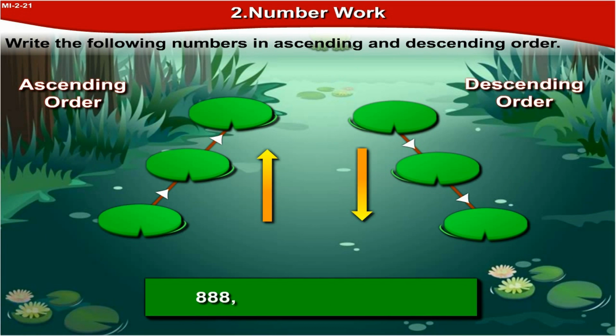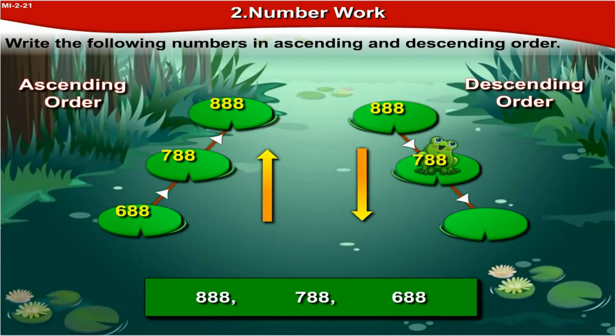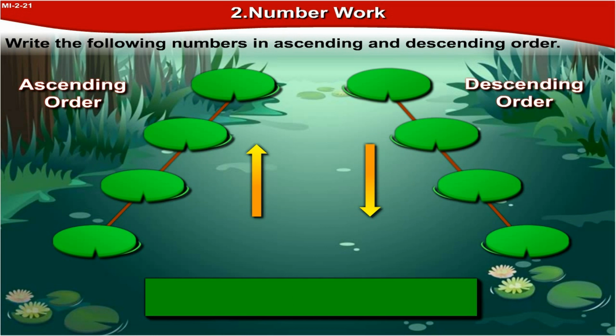Now the next set of numbers are 888, 788, 688. The smallest number is 688 and the largest number is 888. So the ascending order would be 688, 788, 888. So the descending order would be 888, 788, 688.